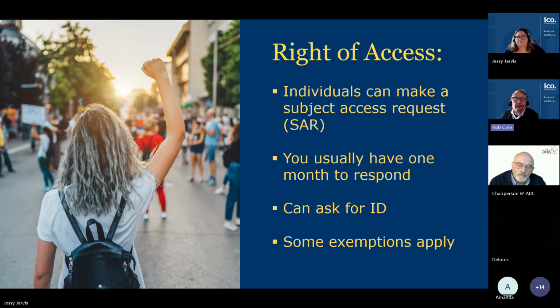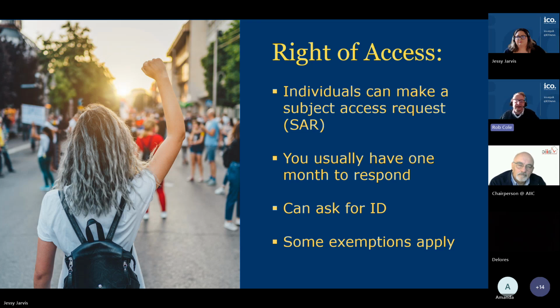So when providing information in response to a SAR, the personal data should be provided in what we call a commonly used electronic format, unless the individual requests otherwise. And typically, if, say, someone made a subject access request by email, you could respond to them by email as long as you make sure it was secure, depending on the sensitivity of the data and that kind of thing.